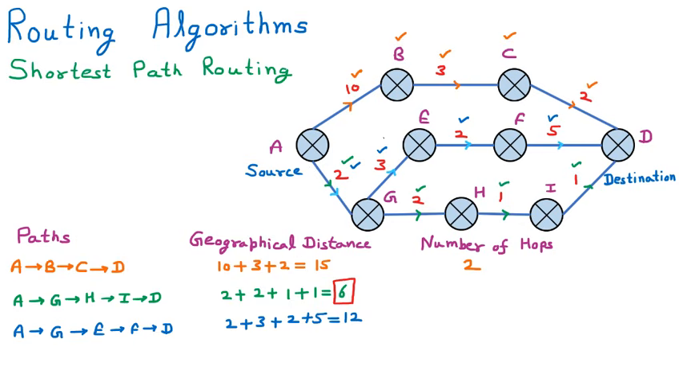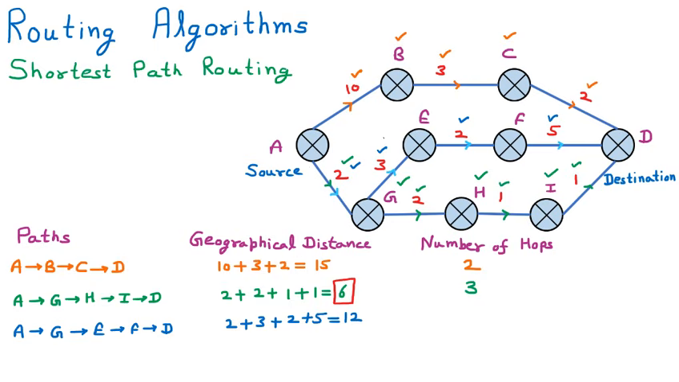Talking about the next path, which is AGHID. So if we talk about the AGHID, how many routers are in between? So G 1, H 2, I 3. So 3 routers are there. That means here 3 hops are in between.